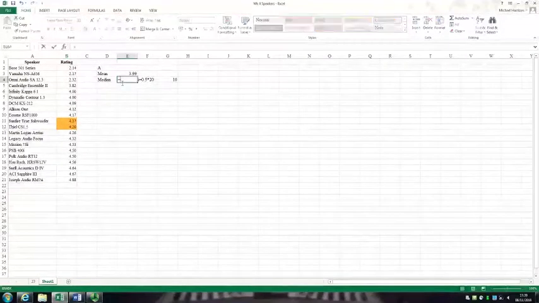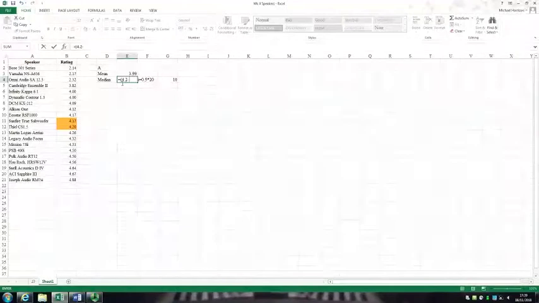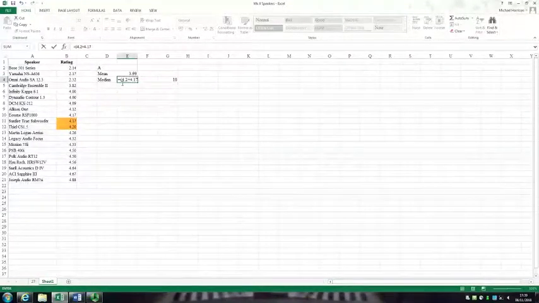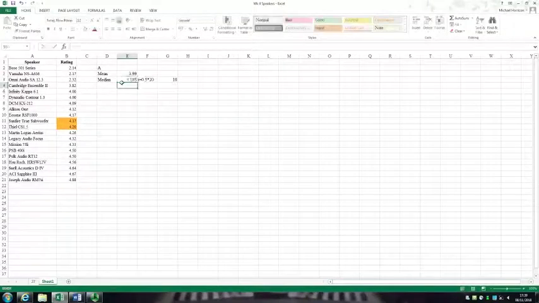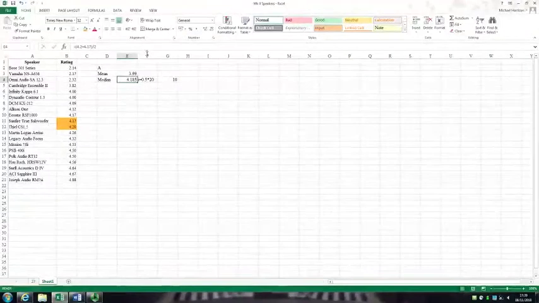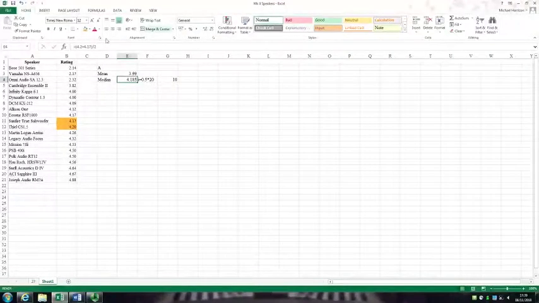Let us find the exact halfway point. We add our two observations together and we divide by 2. Our mean and median are not the same. Our median is 4.185. Okay, that's no problem.